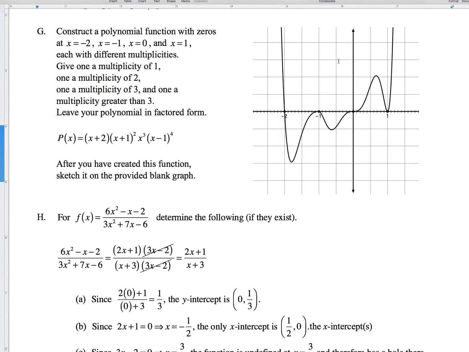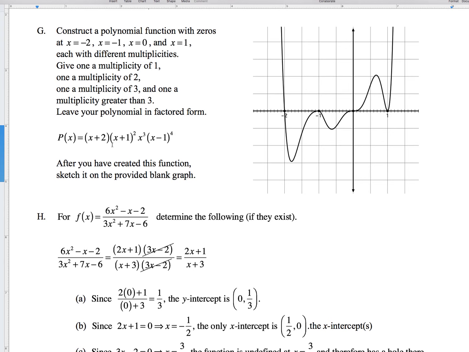You should not assume that this is a square graph. It's not. But we're asked to leave the polynomial in factored form. So if we have a 0 at negative 2, that means we'll have a factor of x plus 2. And if we have a 0 at negative 1, that means we'll have a factor of x plus 1. And if we have a 0 at 0, that means we'll just have an x by itself raised to whatever power we choose. And if we have a 0 at 1, we will have a factor of x minus 1.